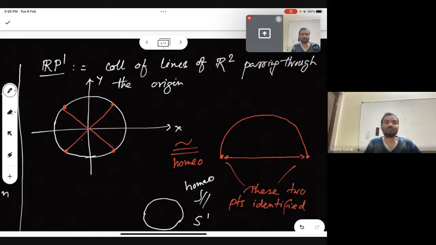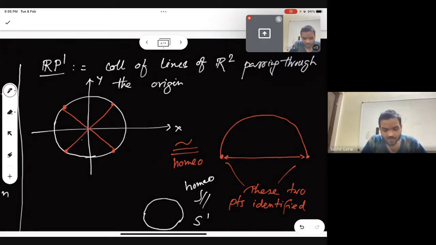These are topological facts. You might have studied them in quotient topology, right? Did you study these things in quotient topology?